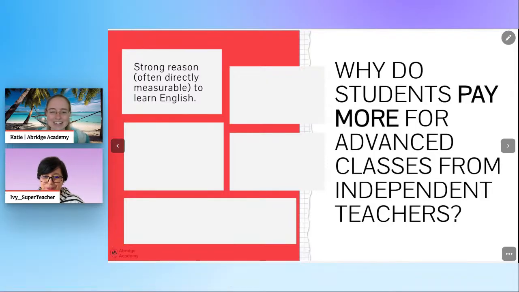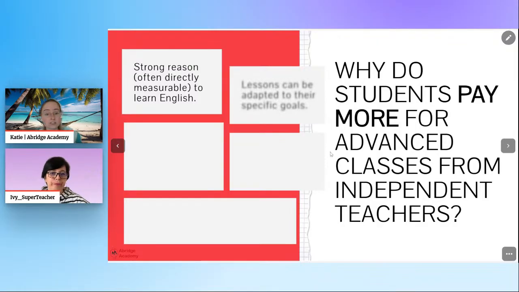So to summarize what we were talking about, why students pay more for these advanced classes: they have a stronger, specific, and often more measurable reason for learning English, rather than just, oh, my kid needs to learn English at school, so I guess we can sign them up for classes. Instead, they need English for an exam or a specific job, or it's study related, like going to university or studying abroad, where they need a specific English level. They have a reason for learning English, which is a stronger motivation.